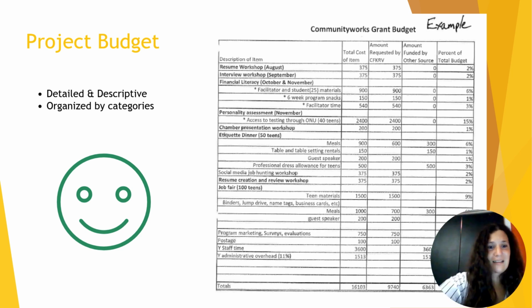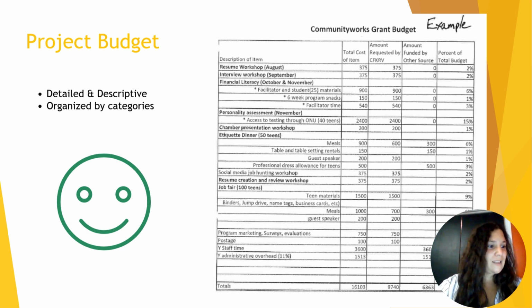And we've got the percent of the budget. So they have a cost per item, and then amount requested, funded from other source here. So it's nicely divvied up here, percent of total budget, and it adds up at the bottom. So this is nicely written, descriptive.